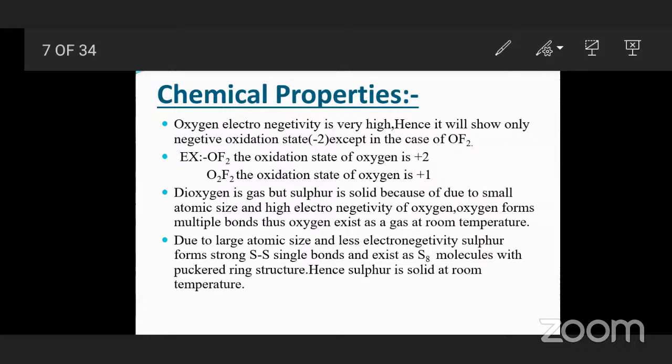Sometimes the question comes like this: why is sulfur a solid in nature? The reason is that sulfur is present in a packed ring structure, and it is less electronegative and has a larger atomic size when compared with oxygen. Due to this, sulfur acts as a solid in nature, whereas oxygen acts as a gas.